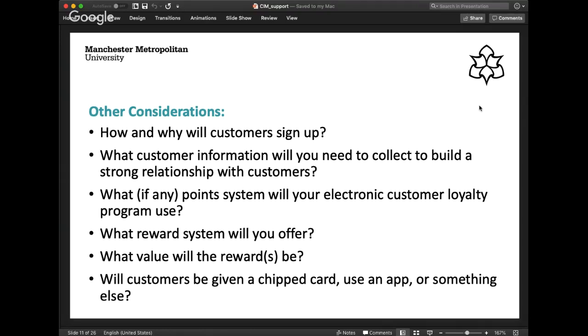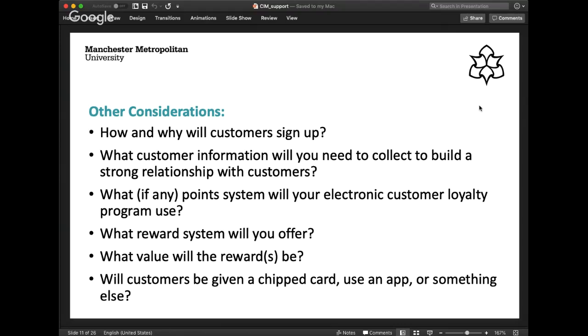And if you're going to be using some form of point system, or some form of reward system, how are you going to use it? What is the customer loyalty program? What is the point system? How does it work? What do the points translate to? How many points do you need? How realistic and how often do you think people will collect that many points? So therefore, consider how often you're giving back a reward. What reward systems are you going to offer? What is the value of the rewards going to be?